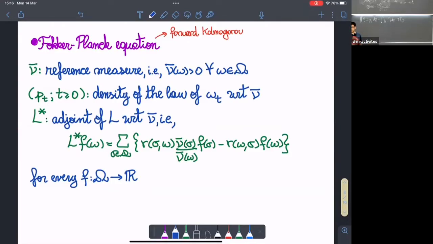A slightly less trivial way is that if the measure nu bar is only invariant, then L star is going to be effectively the generator of a Markovian dynamics, which is actually called the reversed process of the original chain. And there is an if and only if condition. So this L star operator is the generator of a Markov chain if and only if the reference measure mu bar is an invariant measure.